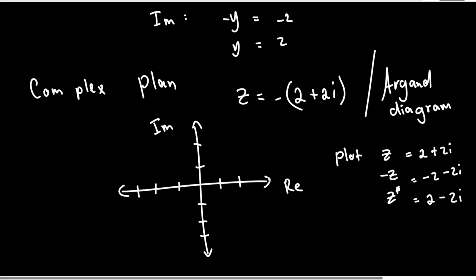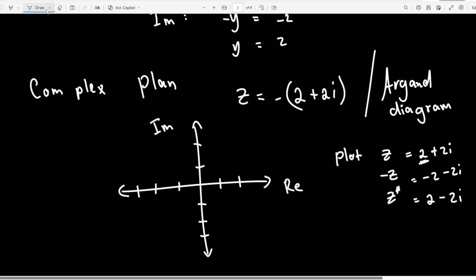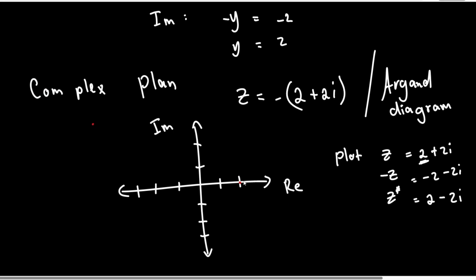So on your complex plane, you just go look. The real part is 2 over here, and then the imaginary part is also 2. So you just connect them, and there we go. Make a nice little dot, and we call that z.